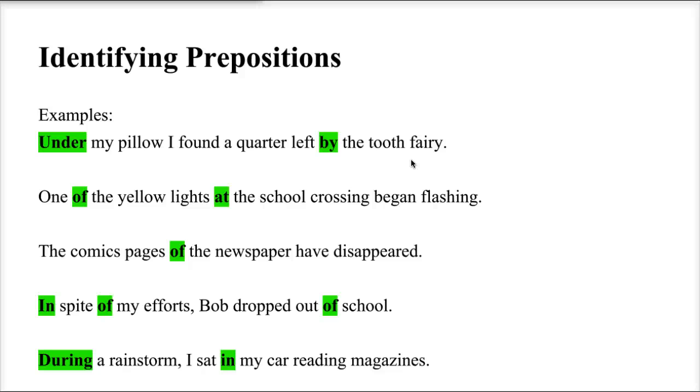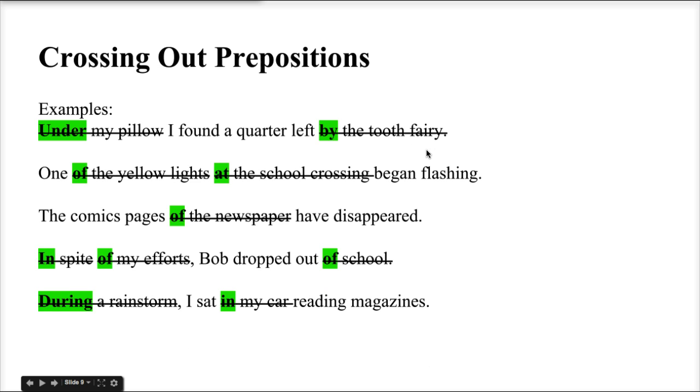So when we look at these five sentences here, and these are sentences from your book on page 421, you'll see that I've highlighted in green all of the prepositions in each of these sentences. Remember, I have only highlighted the preposition. The prepositional phrase starts with a preposition, under, and it goes through to the noun, under my pillow. Okay, same thing here. The preposition is by, and it goes through to the noun at the end of it, by the tooth fairy. Okay, when you cross them out then, what you'll see is that the rest of the sentence is all that is left.